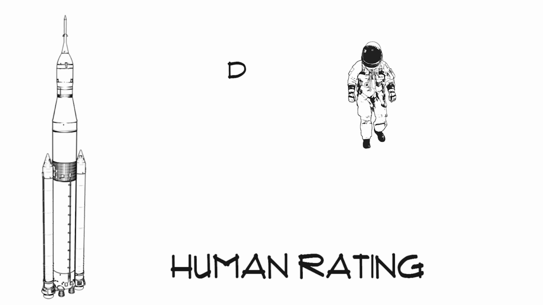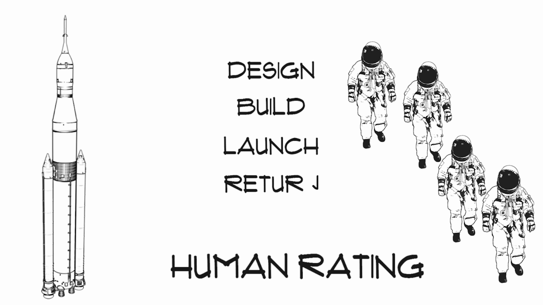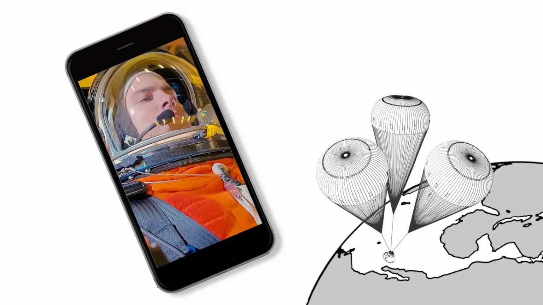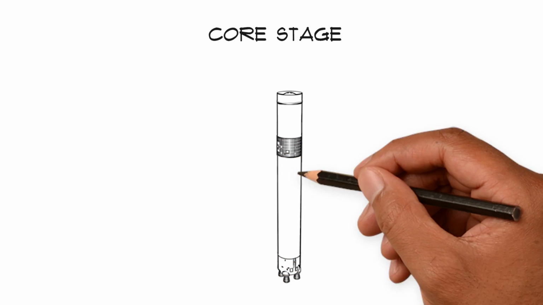Human rating is a thorough process that consists of many variables being taken into account to safely design, build, and launch a crewed spacecraft, and return that spacecraft and its crew safely to the Earth. A key component is the rocket's 212-foot-tall core stage.